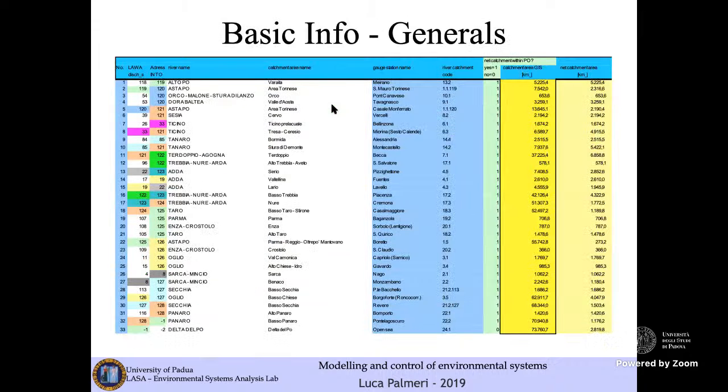Let's go back now to the basic info, general information. These are the 33 subbasins. This is the high Po river system going down to the Po Delta. The Po Delta is the output near Ponte Lagoscuro.